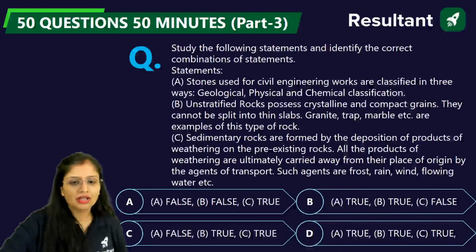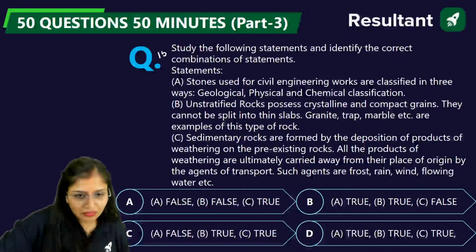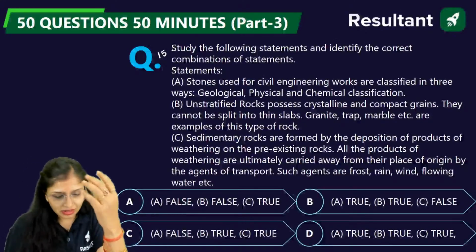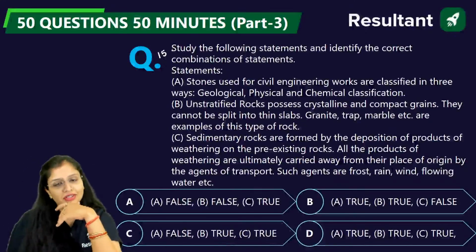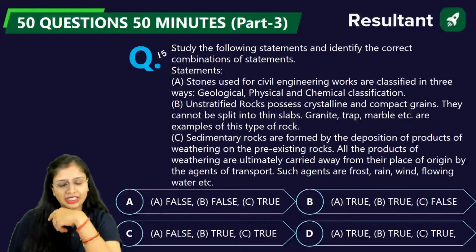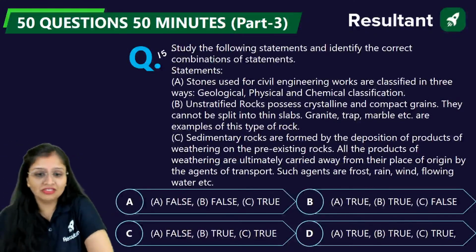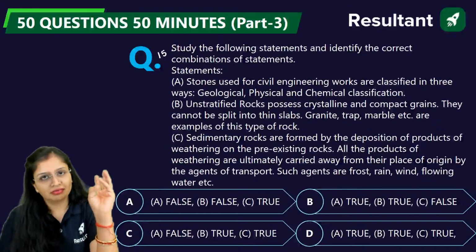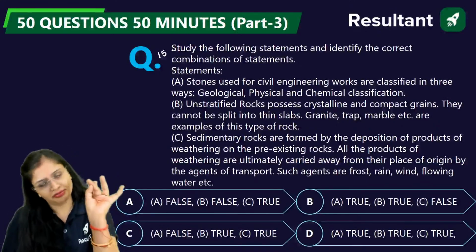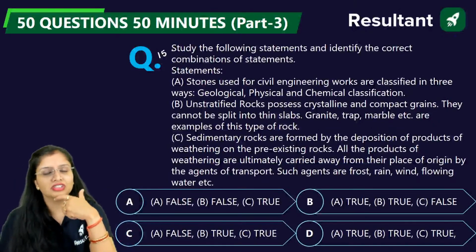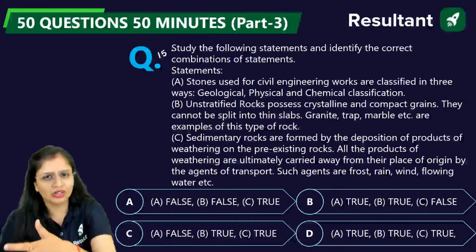Okay. Now, question number 15. Related to geology, they have given you, you have to tell the correct combination of statements. Number one statement says, stones used for civil engineering works are classified in 3 ways: geological, physical and chemical. Yes, that's correct. Whatever is formed naturally on the earth, by physical action or chemical action, is classified by the way in which it is formed.